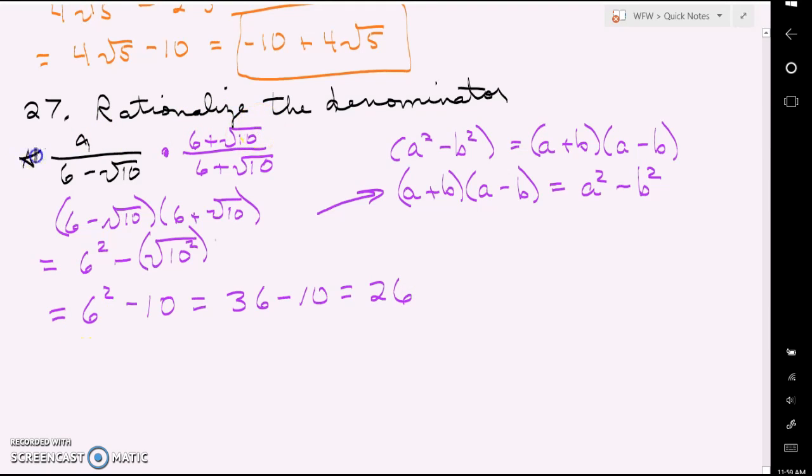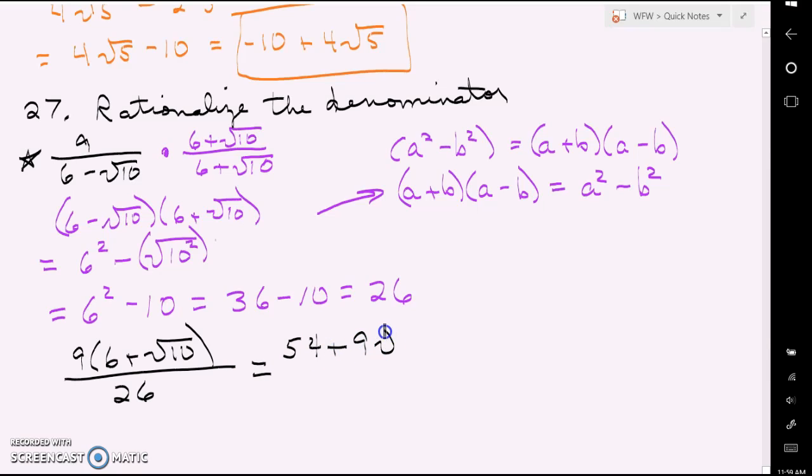So back to this expression, we're going to multiply our numerators over our denominator, which is 26. 9 times 6 is 54. And since there isn't a common factor in all three, 54, 9, and 26, then we can leave it like this.